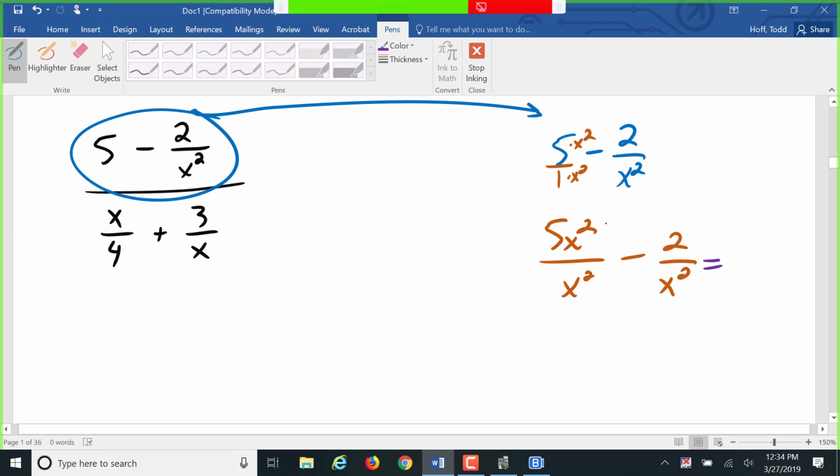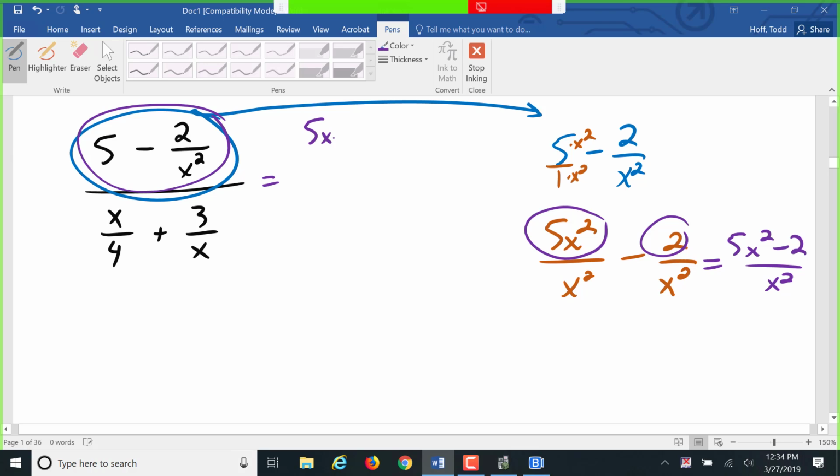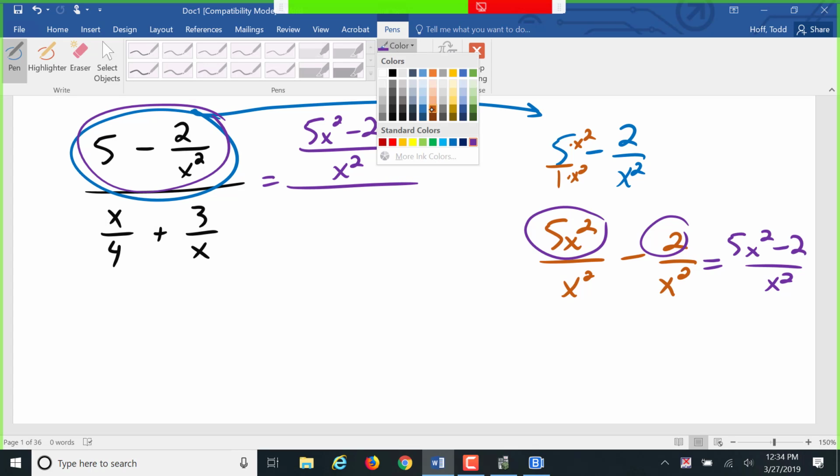Perfect. We subtract the numerators. 5x squared minus 2 is 5x squared minus 2 all over x squared. So that's what the top of this becomes. On bottom, what do I have to do?